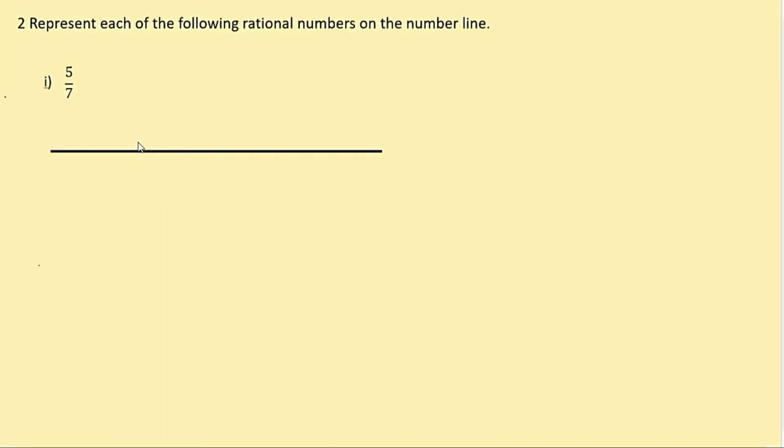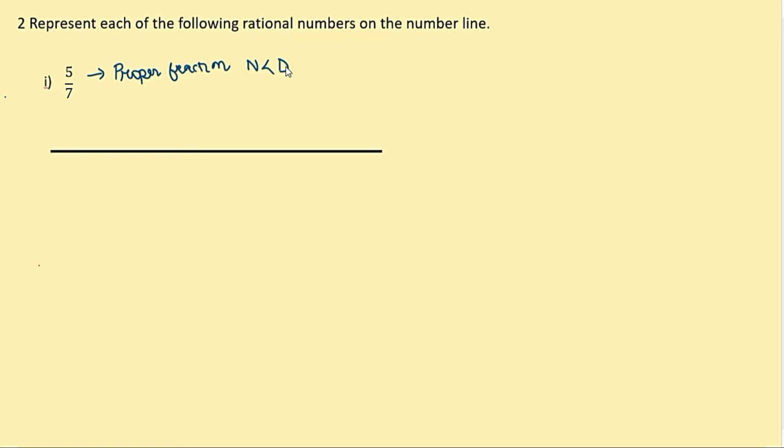The second question is represent each of the following rational numbers on the number line. So the first question is 5 by 7. So from this figure you can easily make out that it is a fraction. So what type of fraction is this? This is a proper fraction. Why proper fraction? Because the numerator is less than the denominator.